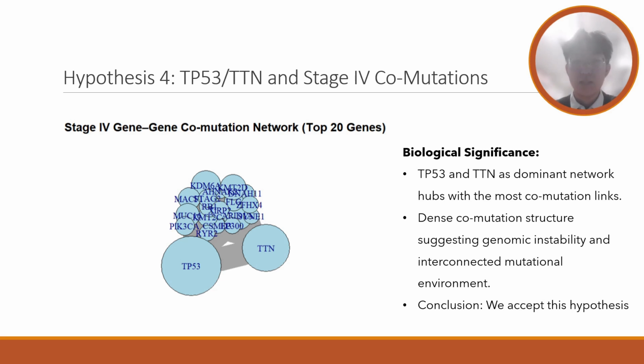In this network, TP53 and TTN clearly emerge as major hubs, with the largest node sizes and the most co-mutation links. TP53 also co-mutates with several additional drivers, forming a dense interconnected cluster typical of advanced tumors. Biologically, this pattern reflects significant genomic instability in stage 4 disease, with TP53 and TTN-centered networks likely contributing to tumor aggressiveness. These results support our hypothesis and highlight TP53 and TTN as key components of the stage 4 mutational landscape.